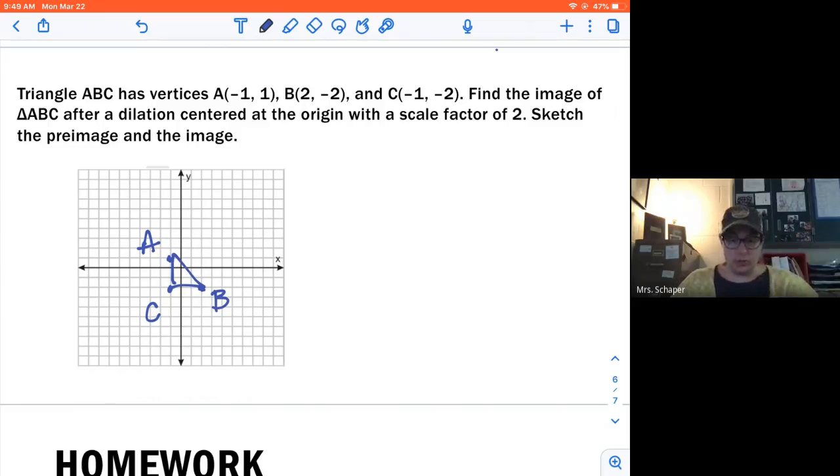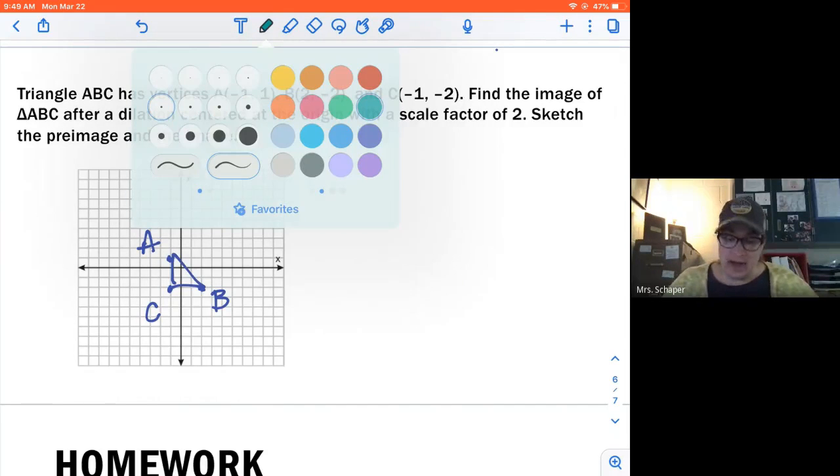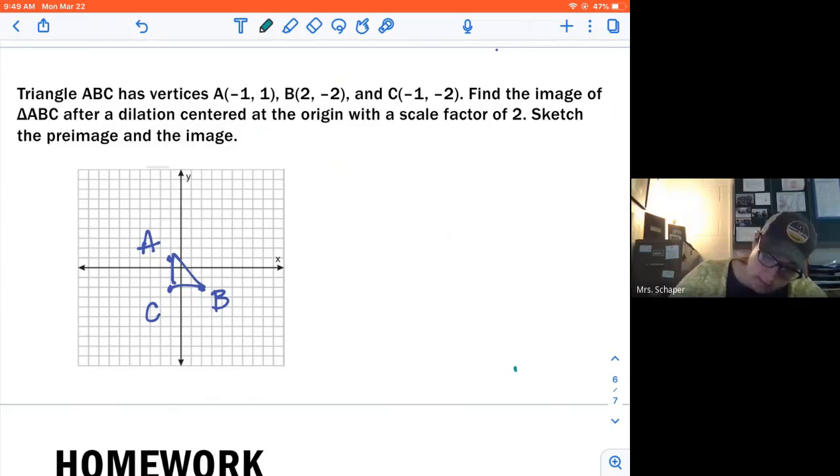Now it has a scale factor of 2, and so that means I'm going to double every one of these ordered pairs. So -1, 1 will become -2, 2. That's going to be A prime. And 2, -2 is going to be 4, -4. That's going to be B prime. And -1, -2 times 2 is going to be -2 and -4. That's going to be C prime. All right, so we're enlarging it.